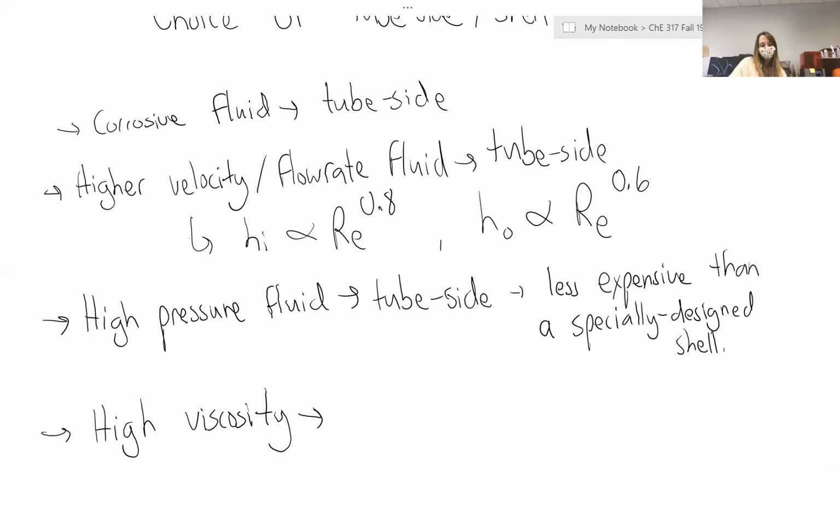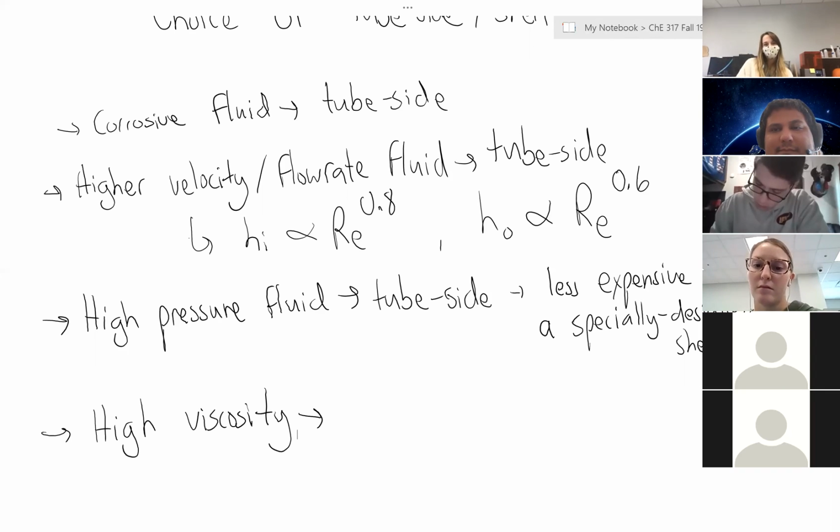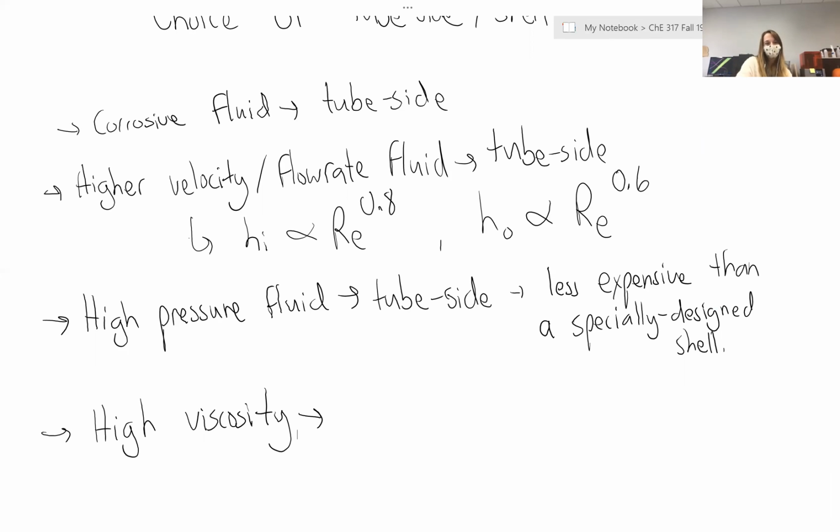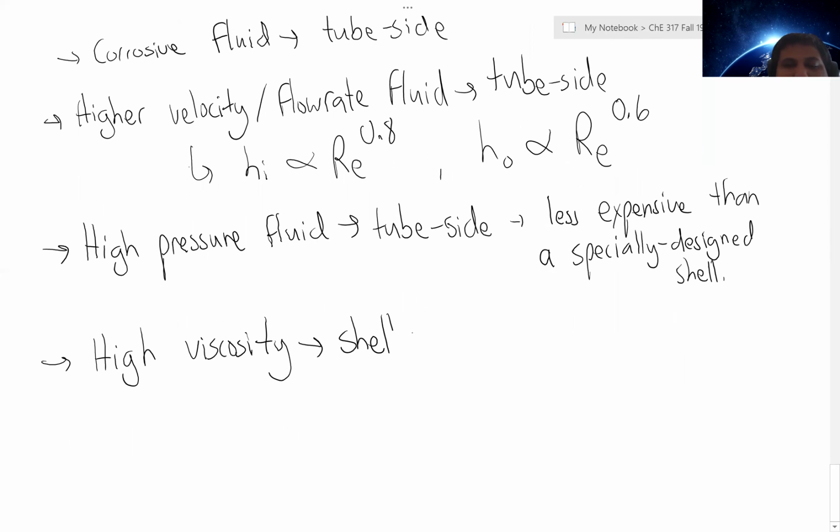Would it be shell side since that would lower your Reynolds number? So kind of the same reasoning as our higher velocity on the tube side, just like the opposite. Yeah, very good. You guys get 20 points to the house of your choice. Yeah, so with a high viscosity fluid, you run the risk of laminar flow. And so operating at the shell side allows inherent turbulence.